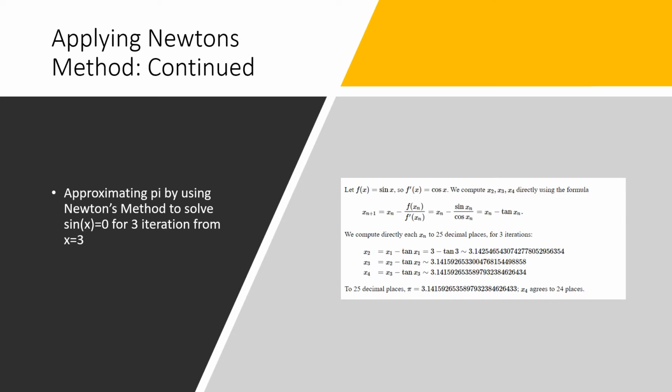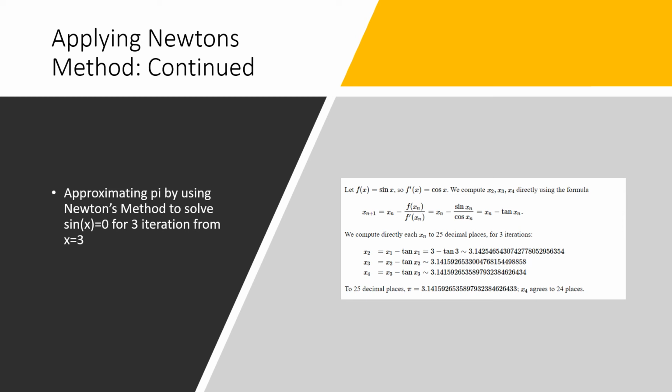Now we're going to do it for another problem. Right here in this one, we are going to approximate pi by using Newton's method to solve sine of x equal to 0 for 3 iterations from x equals 3. Thinking about this, we're going to have to find out how many decimal places it takes for the approximate solution to be accurate.